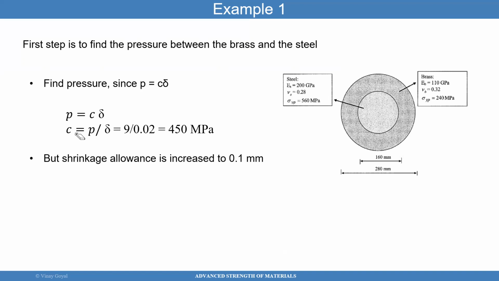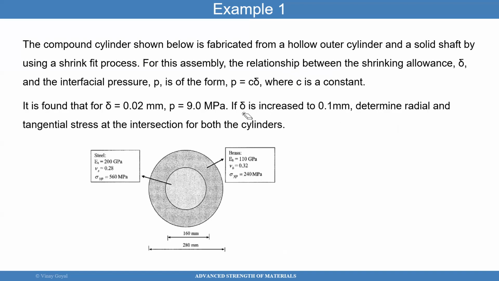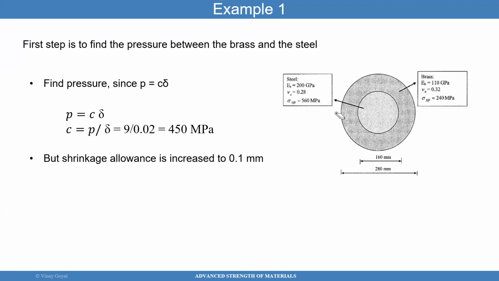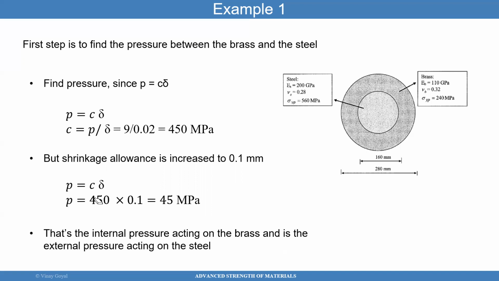I can determine that. And the problem statement says the delta was increased to 0.1 millimeters. So they decided to change the process for some reason. They brought a new steel shaft, and they decided it needs to be an even higher amount of shrinkage allowance. So therefore, the new pressure can be easily calculated. I know C from the previous equation here, 450, and I know that delta here is 0.1. So I can calculate the new pressure is 45. Pretty much done there. Nothing more to do there. I got my pressure that I needed.